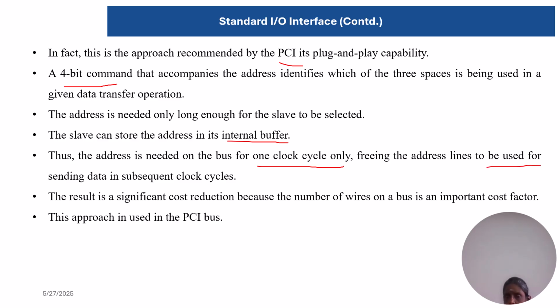So in one clock cycle, the address will be available on the bus. During that time, the addressed slave will respond. After responding, the address is no longer necessary. So the address bus will be released for further operations and to be used by other devices. The result is a significant cost reduction because the number of wires on a bus is an important cost factor. This approach is used in the PCI bus.